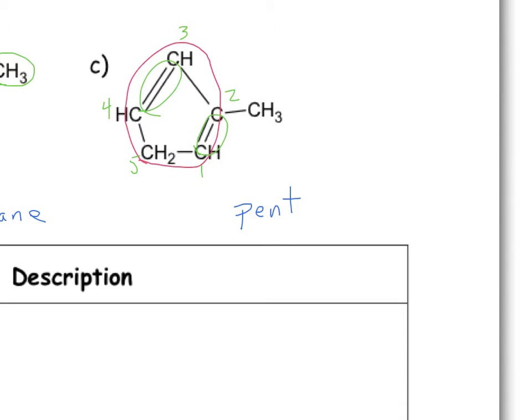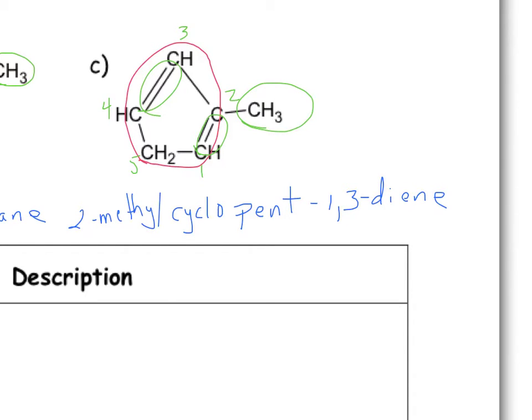So this gives me a pent-1,3-diene. Now, because it's a ring, I need a cyclo out in front. And now I just need to describe this methyl group on carbon number 2. So my name is 2-methylcyclopent-1,3-diene.